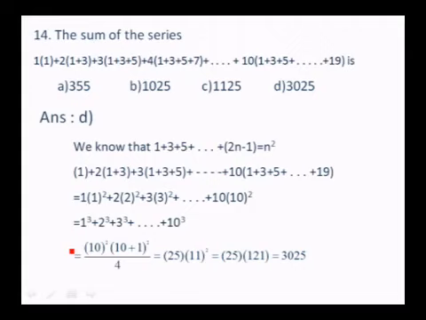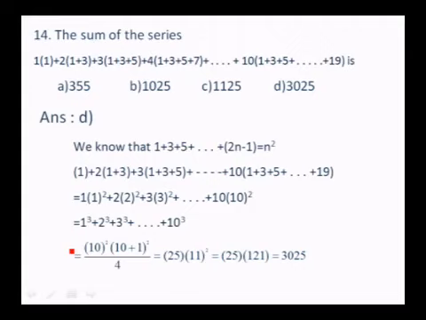So a different one, sigma n cube formula you can just apply. Sigma n cube is n square into n plus 1 whole square over 4. Here you get 10 square into 10 plus 1 whole square by 4. So it is 25 into 11 square, which is 25 into 121. It is 3025. So the option is D.